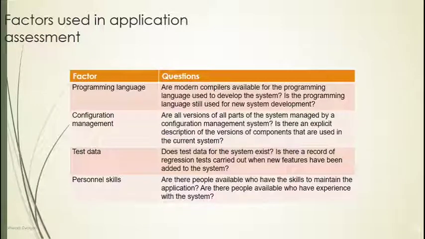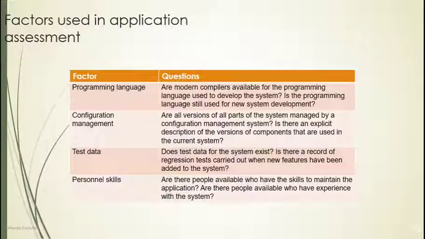Is the programming language still used for new system development? You developed the system in a programming language, then whether a compiler is there to compile the program has to be checked. Whether the programming language is still used for new system development has to be checked. Whether what was developed in the legacy system is still able to be developed in a new system has to be checked.